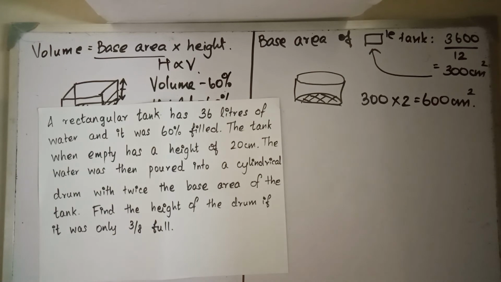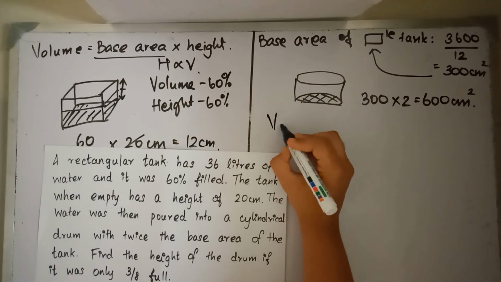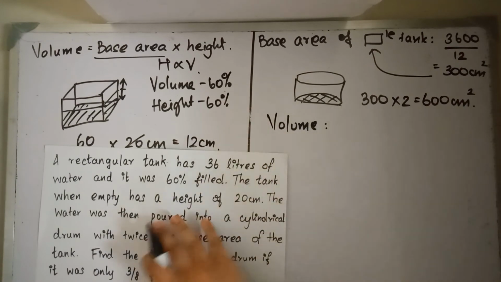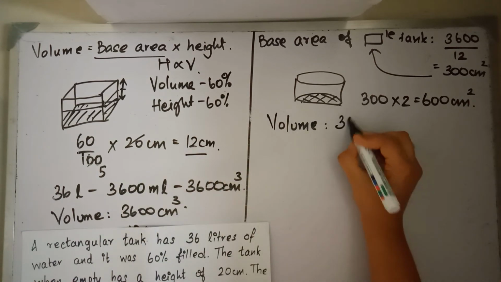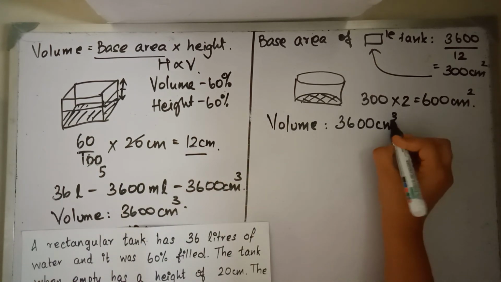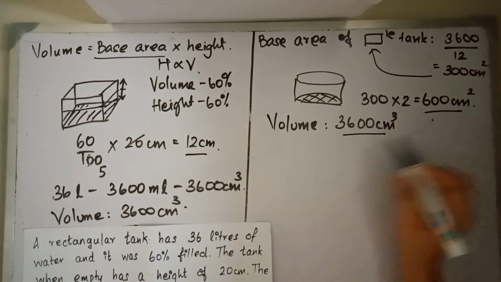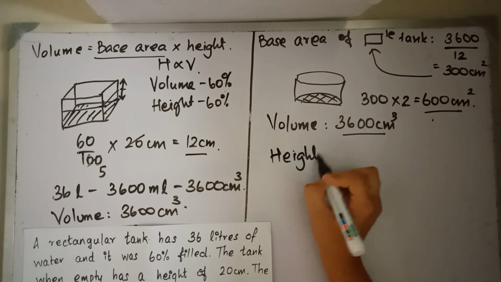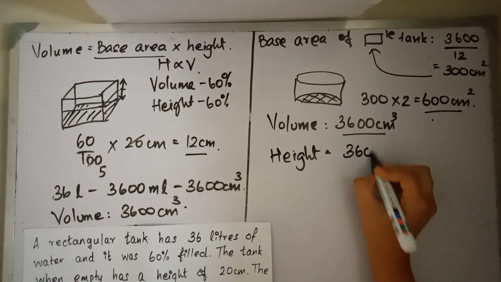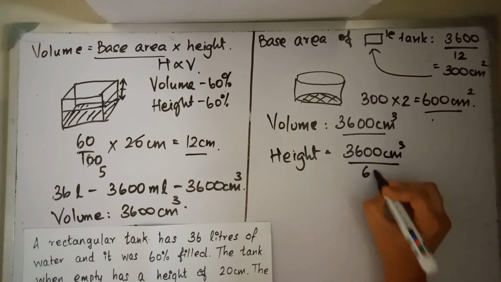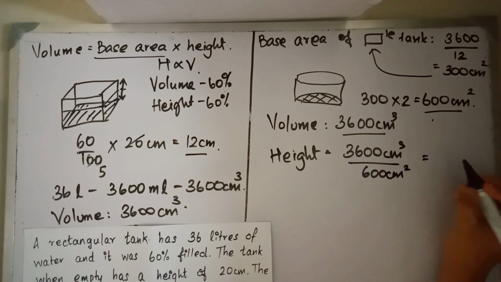Now all of the water is poured into the cylindrical drum, and they want us to find the height of the drum if it was only 3/8 full. So how do we do it from here? The volume that's poured into the cylindrical drum is known because all of the water has been transferred. So we have 3600 cm cube. We have the base area, we have the volume. So can we find the height? Yes, the height can be found by taking 3600 cm cube by 600 cm square. This will give 6 cm.